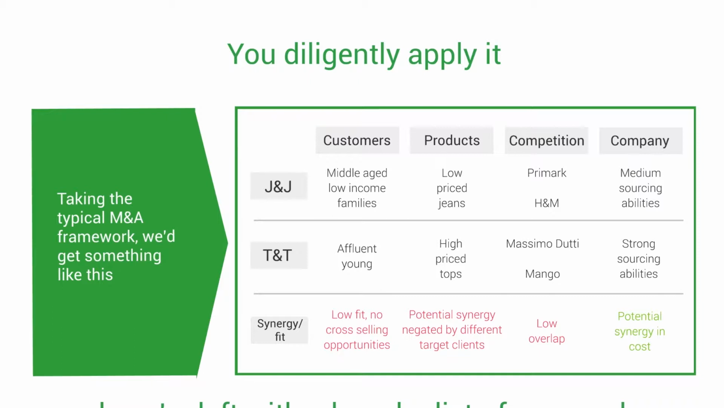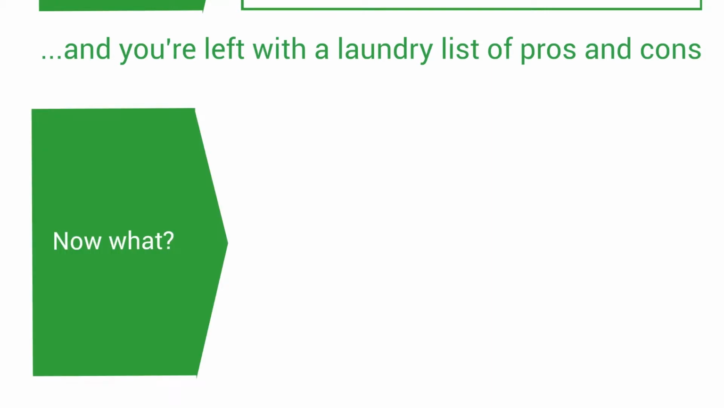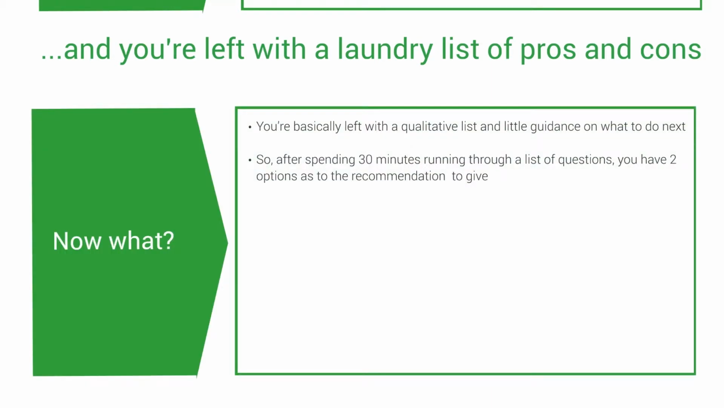The competitors of the two companies are very different, and there's very little overlap. Primark and H&M compete with J&J, while Massimo Dutti and Mango compete with T&T. T&T's sourcing abilities are much stronger than those of J&J, so an acquisition could lead to potential synergy in costs. This framework approach has left you with a laundry list of pros and cons. Now what? You're basically left with a qualitative list and little guidance on what to do next.